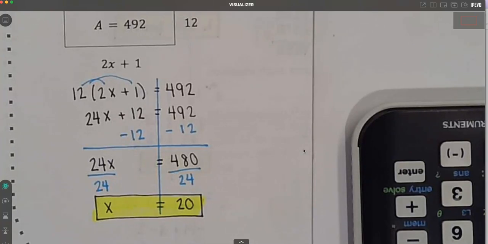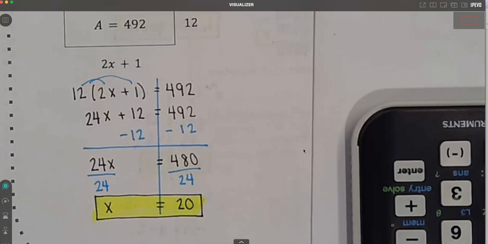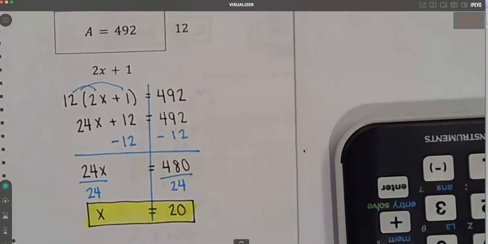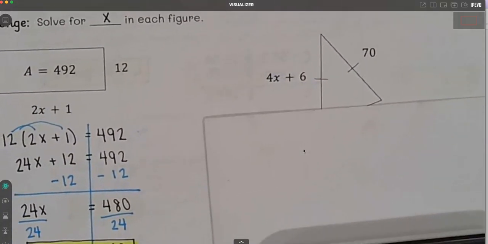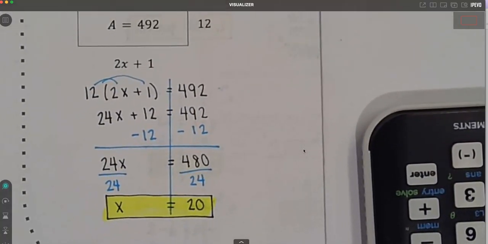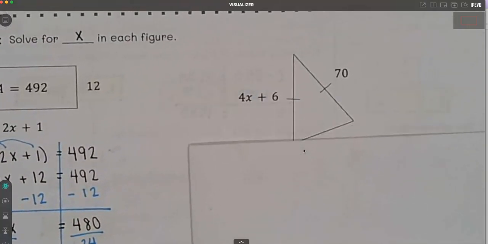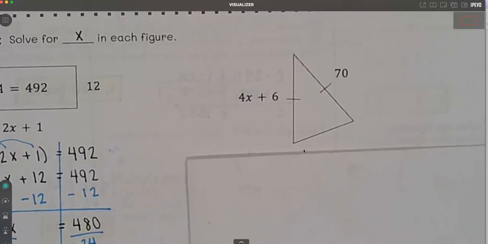Any questions on this problem? Okay, I'll give you guys a few seconds and then we'll do the next one. And this is the end of the Unit 2 notes. All right, I will give another bonus point if someone can tell me how to set this up.